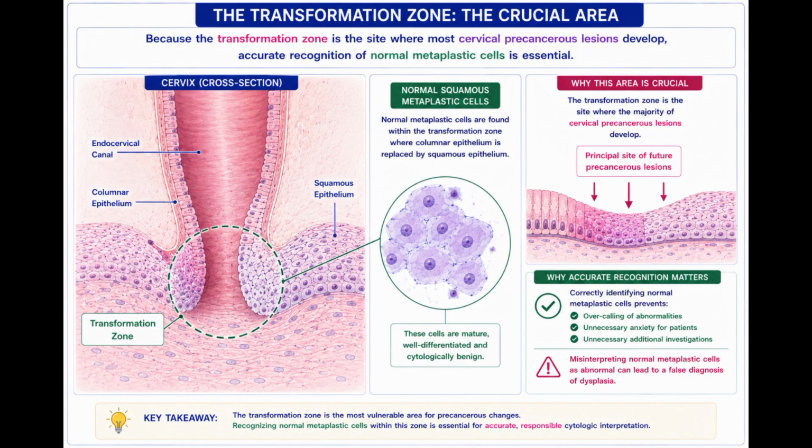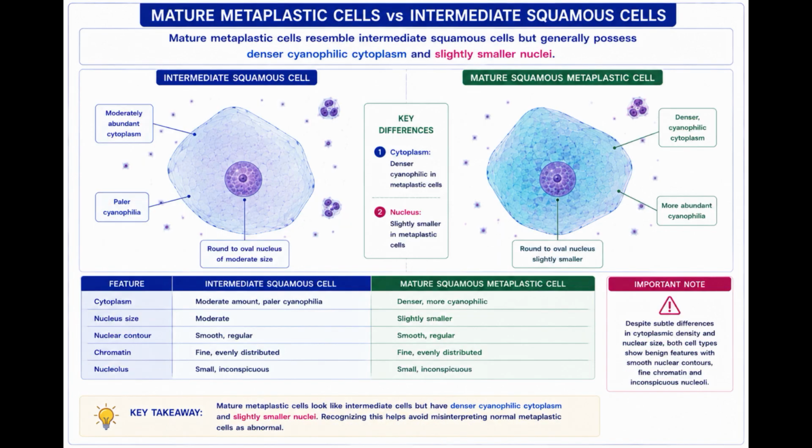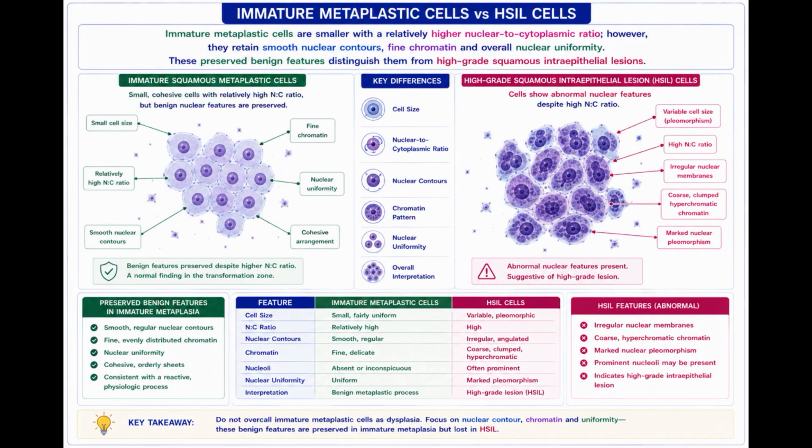Because the transformation zone is the site where most cervical precancerous lesions develop, accurate recognition of normal metaplastic cells is essential. Mature metaplastic cells resemble intermediate squamous cells, but generally possess denser cyanophilic cytoplasm and slightly smaller nuclei. Immature metaplastic cells are smaller with a relatively higher nuclear to cytoplasmic ratio. However, they retain smooth nuclear contours, fine chromatin, and overall nuclear uniformity. These preserved benign features distinguish them from high-grade squamous intraepithelial lesions.